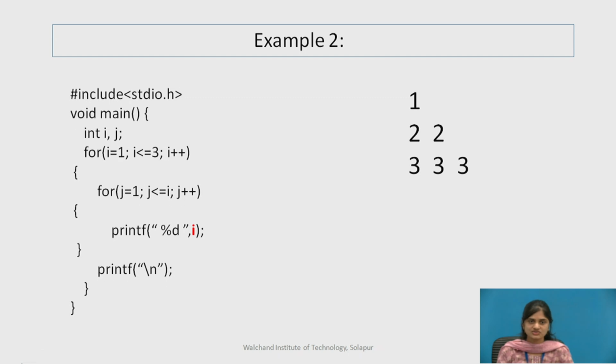So only one change you have to make: where we have written printf star in the previous code, instead of that we have to print i, because i we have taken for rows and j we have taken for columns. So only one small change and you can generate different patterns.